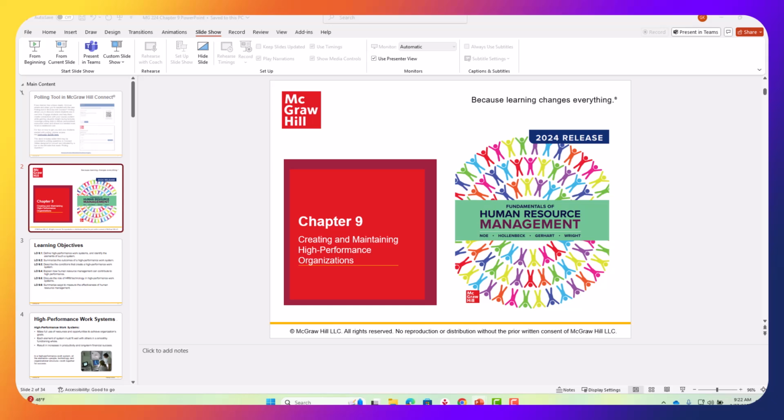Low employee turnover. When you have a high-performance system and you have people who are working in place and you have a well-oiled machine, you have happy employees. A happy employee is a productive employee. Happy employees are not looking to leave to go somewhere else.